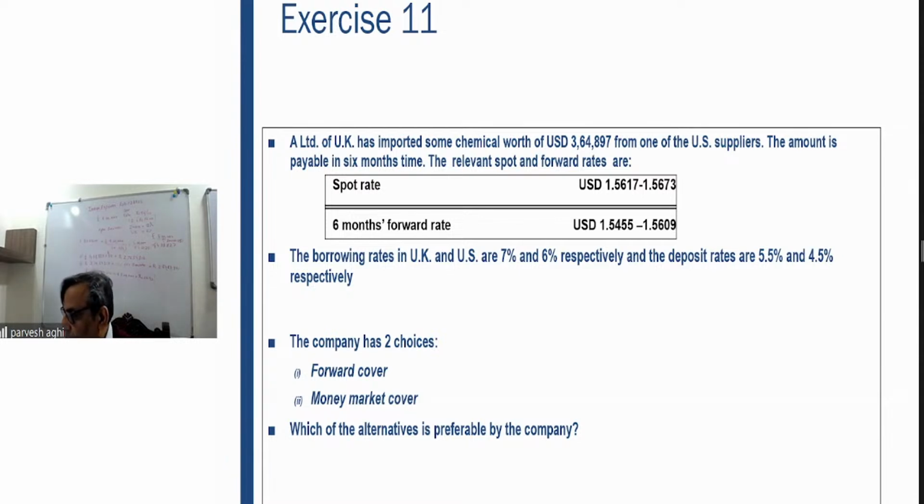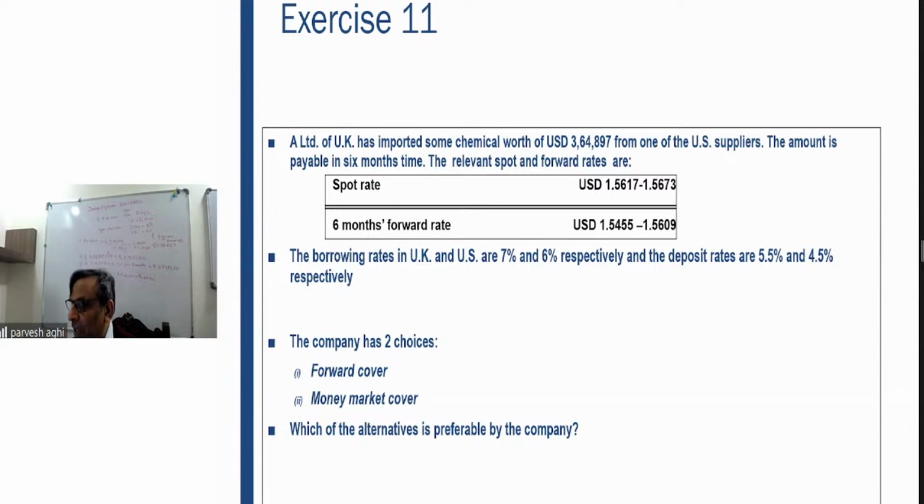Since the forward rates are not given, it will not be proper to actually calculate the forward rates unless you are given an assumption that the interest rate theory plays out and the forward rates are this, so he's going to make money. Even if we solve by that, here the question is that you have to solve it through the money market hedge.